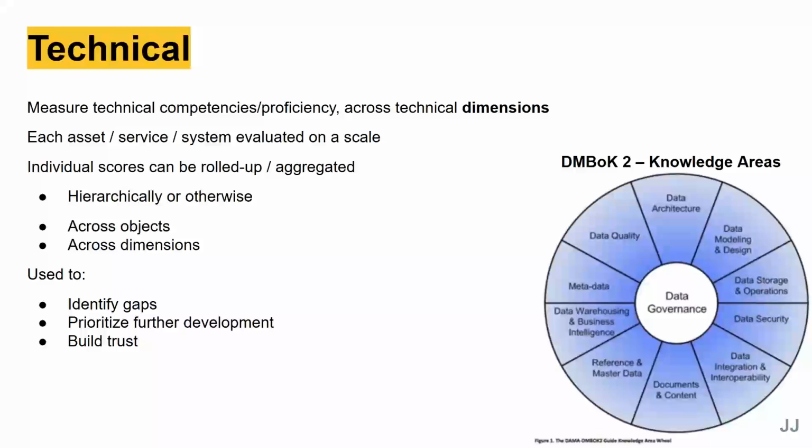But ultimately what we want to do is identify where we have gaps in these different areas. Where are we strongest? Where are we weakest? We use that information to prioritize additional development. And ultimately, we hope that we get big scores and that helps to build trust. Or even if we have low scores, there's more trust because there's an understanding of where the weaknesses are.